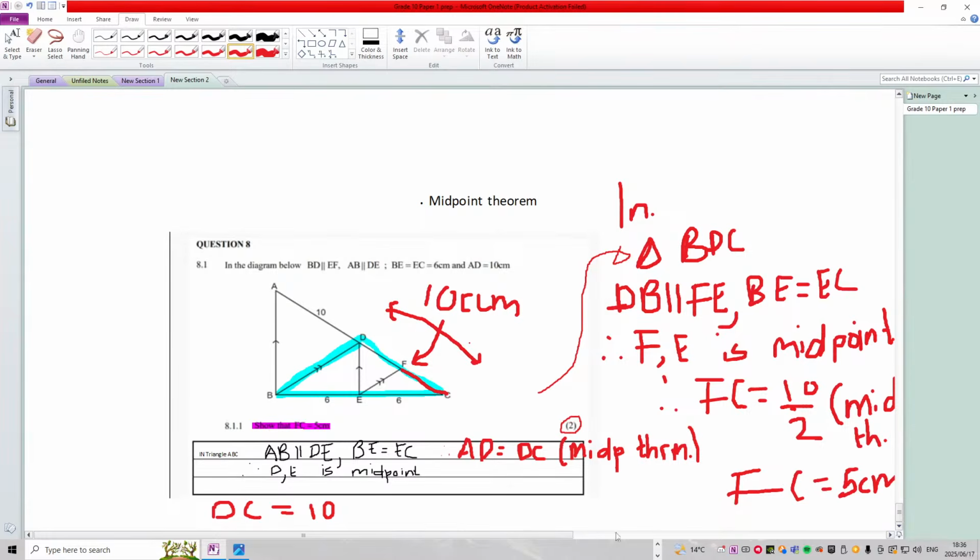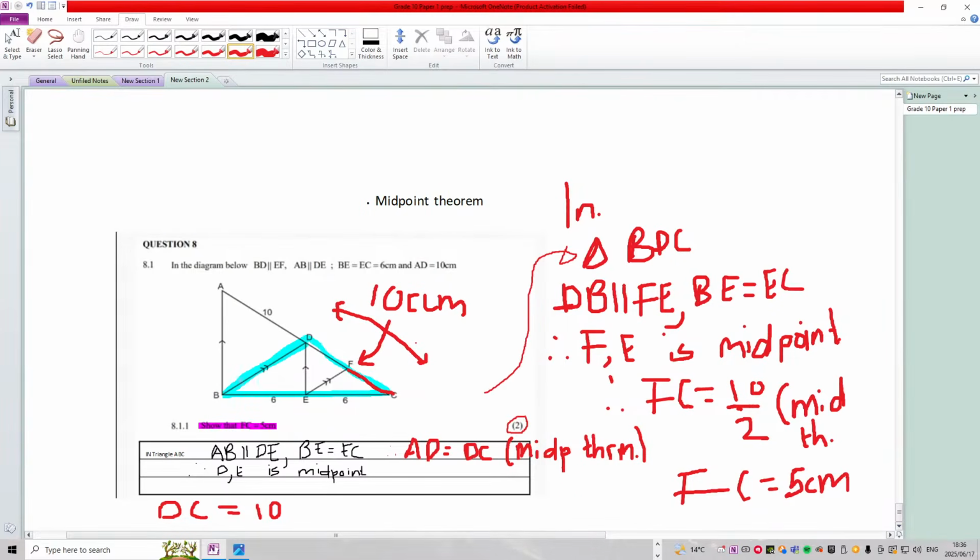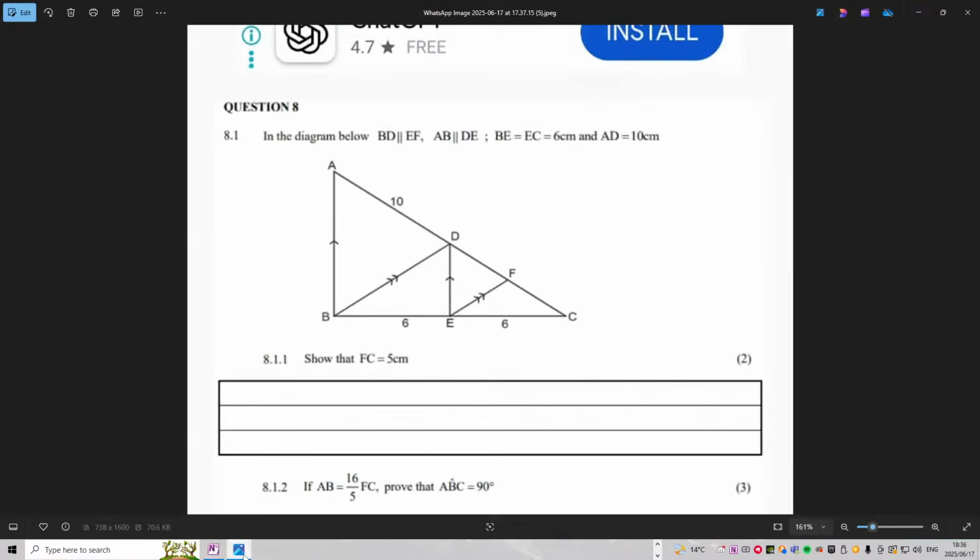FC is equal to 5 centimeter. Okay, that's how we've proven it there. We've used the two triangles. Again, 2 marks for this. I've used the ABC triangle to use the midpoint theorem there. And after I found DC, I've used that information to help me find FC specifically. So FC is equal to 5 centimeter. Again, my reasons are there for all of that.